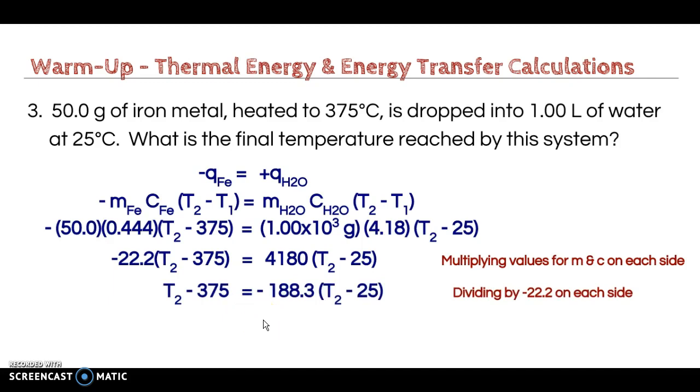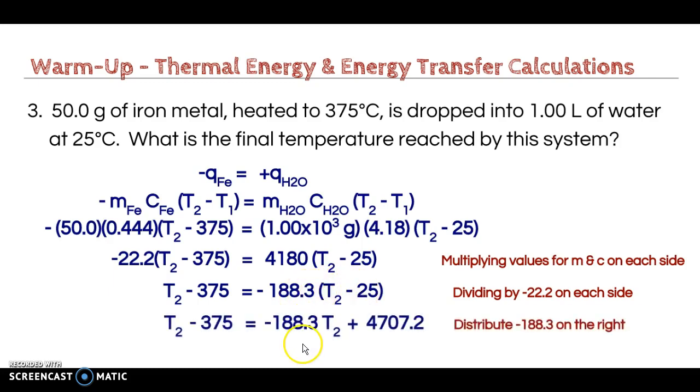Okay, now it's starting to look simpler as we go here. So I'm going to now use the distributive property, but now I only need to use it on the right-hand side and not on both sides. So I'm going to multiply the negative 188.3 into the brackets. And now I want to solve this as I would any other linear equation, by grouping my variable terms on one side and combining them, and then grouping my constant terms on the other. So I'm going to move the negative 188.3 T2 to the left-hand side and add it to my 1 T2, and then do the same thing with my constant terms on the other side, and that gives me that.